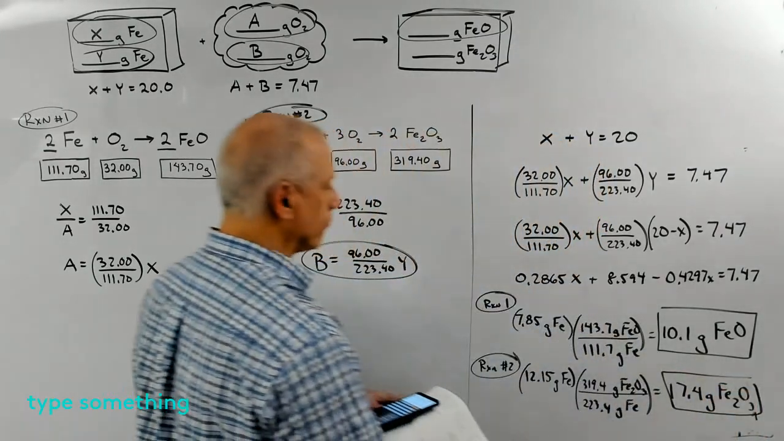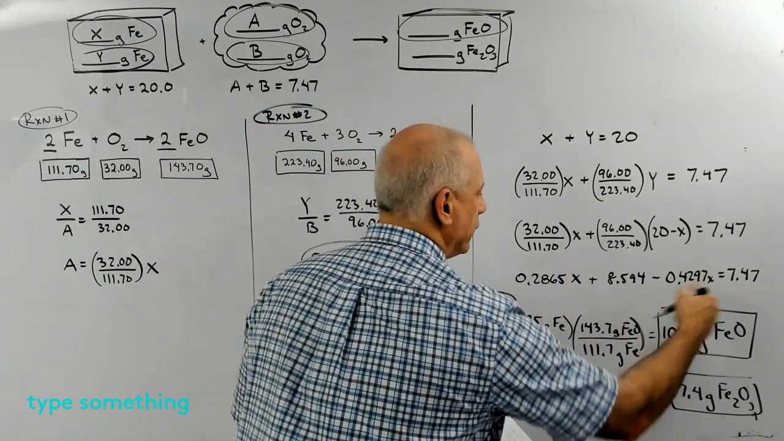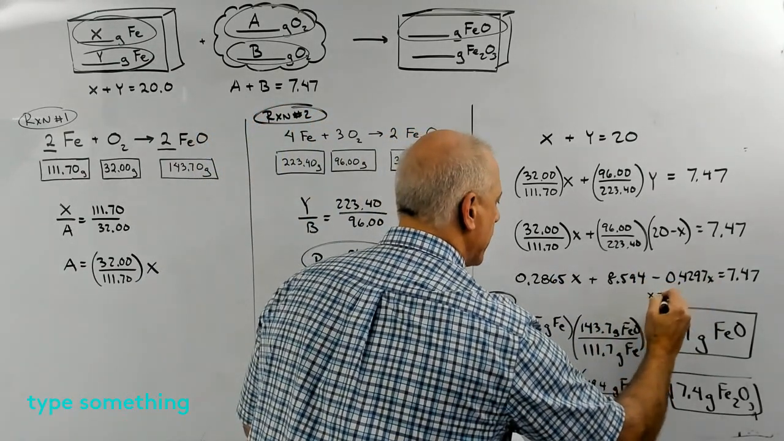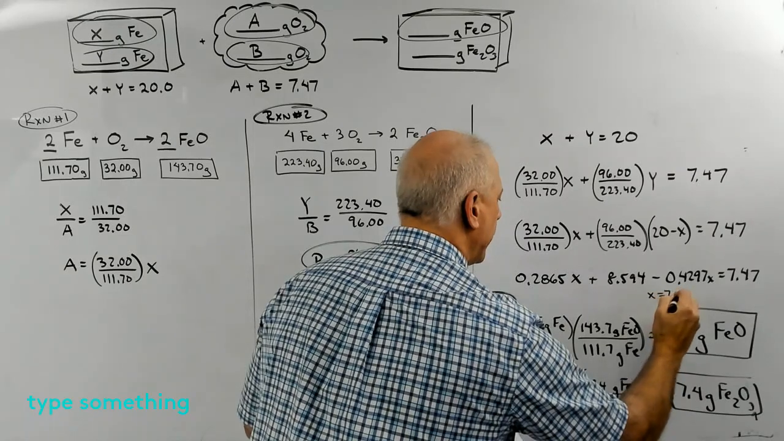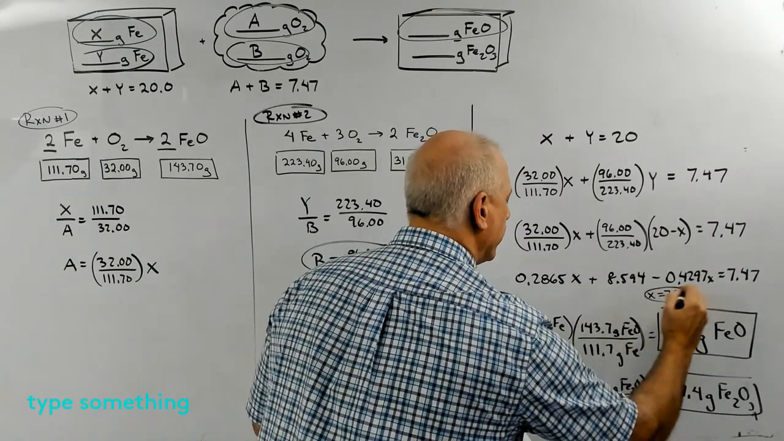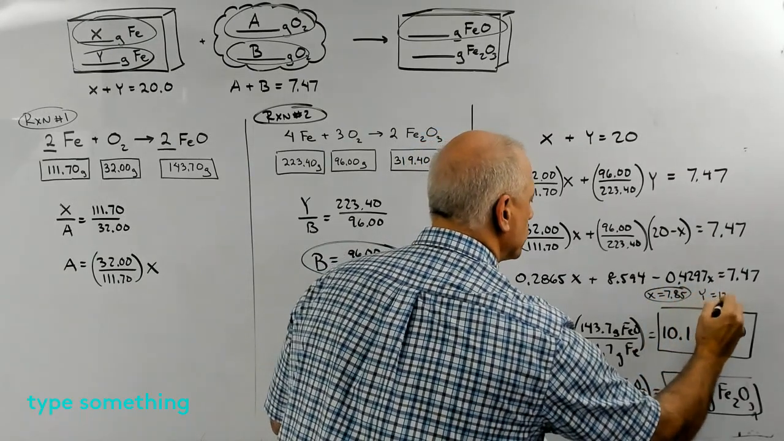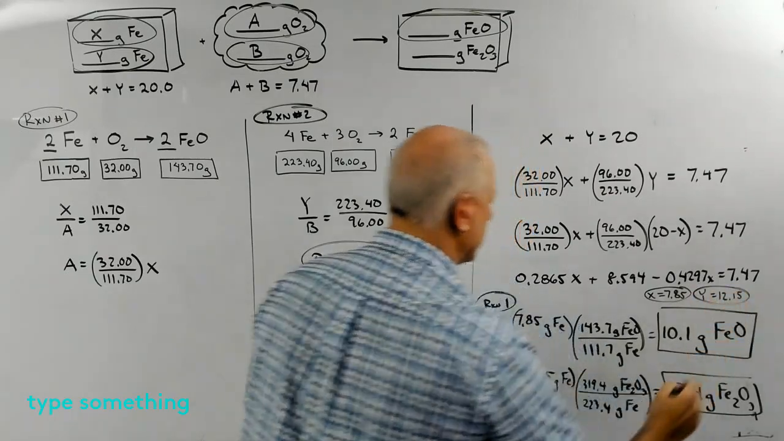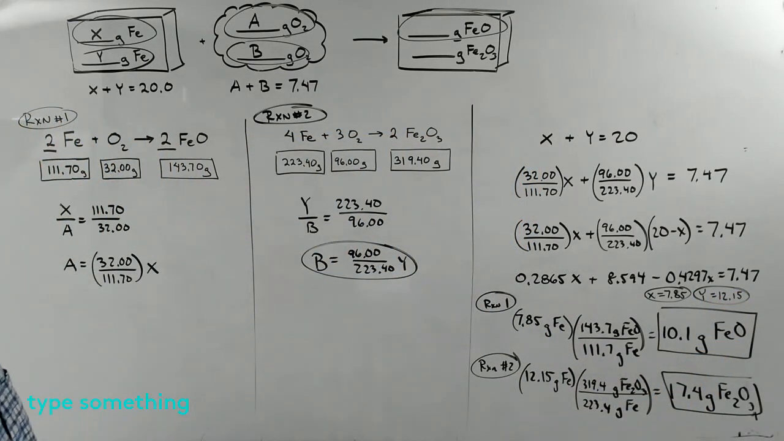Wow. Okay, let me backtrack over here. When we do this right here, the X value was 7.85, and therefore our Y value was 12.15 for that one. But the final answers are down below. This is a really hard problem.